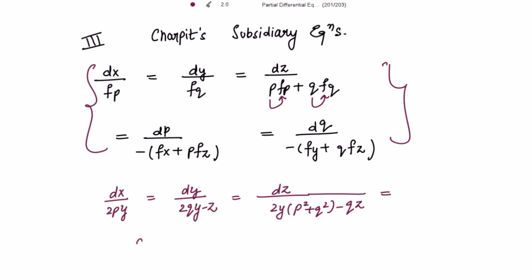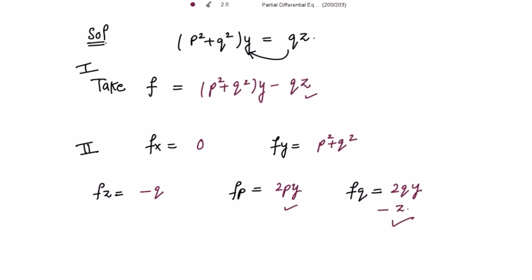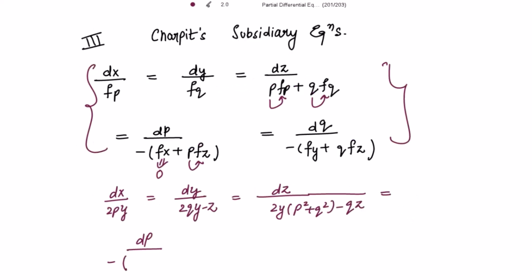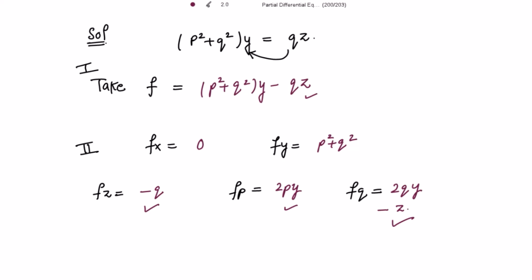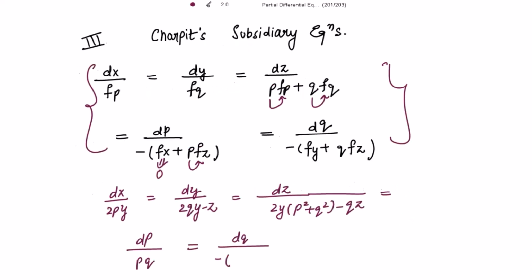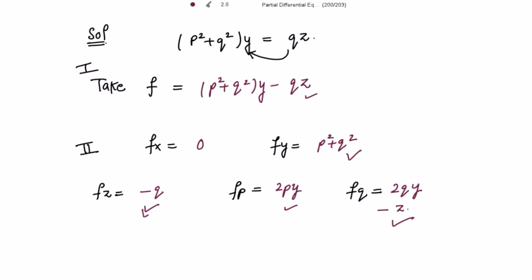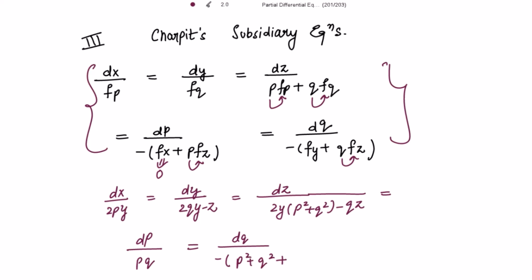And then this is further equal to dp divided by negative of fx plus p multiplied with fz. Fx we know is 0. What is fz? It is minus q. So p multiplied with minus q becomes positive pq. And then dq divided by minus of fy, the sum of p square and q square, plus q multiplied with fz. Fz is negative q, so this will be minus q square. These two cancel out and we have here minus p square.